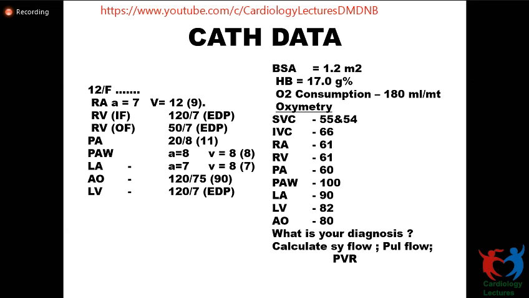Why do you want to multiply by 1.2? That will be total oxygen consumption. No. Here it is not written per meter square body surface area. Oxygen consumption is 180 ml per minute. That is the total oxygen consumption. It is not written per meter square body surface area. Okay. Because it's a 12-year-old child. Yes, sir. So 180 divided by 80 minus 57. That mixed venous we have taken as 57.